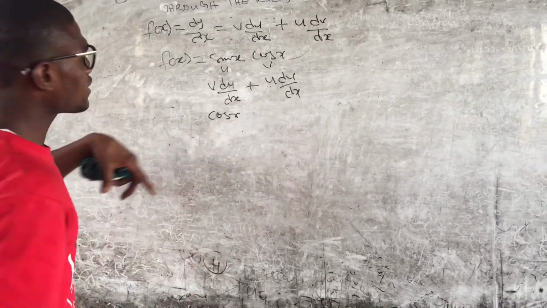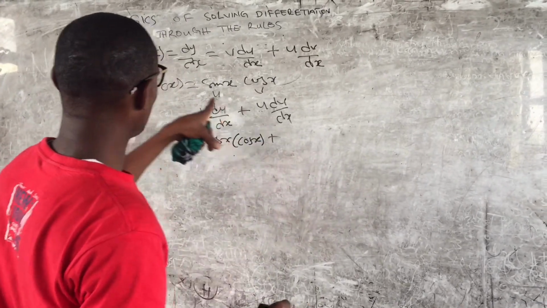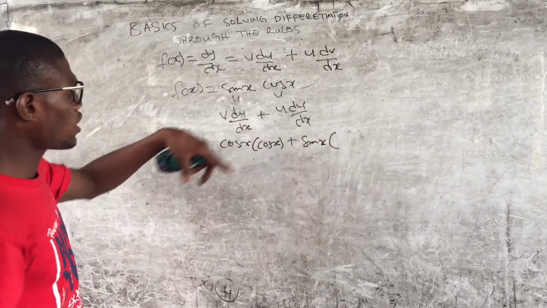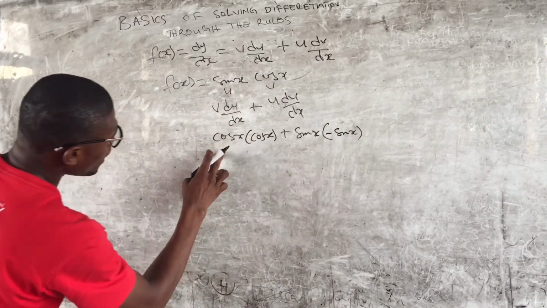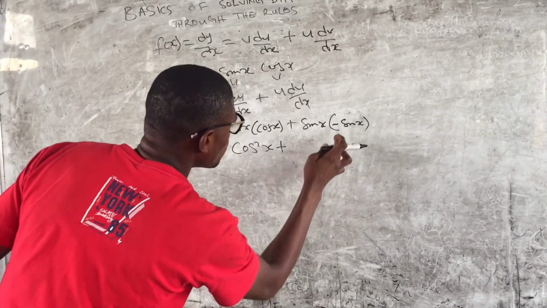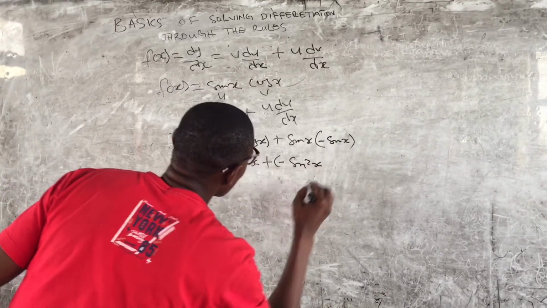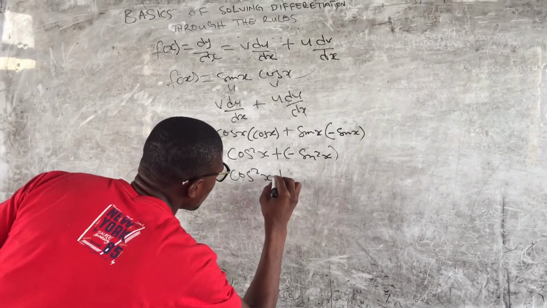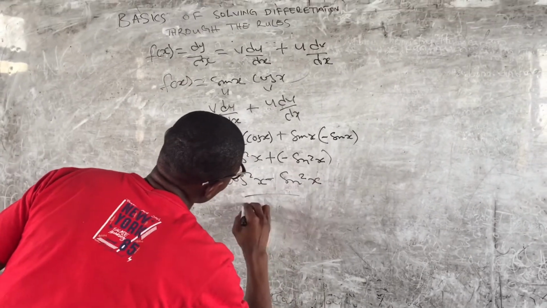If you differentiate sine x, I will have cos x, plus u, which is sine x. I'll differentiate v, which is cos x, and get minus sine x. So I will have here cos x times cos x is cos squared x, plus minus times plus is minus. So I will have sine squared x. So my result will be cos squared x minus sine squared x. So this is my result.